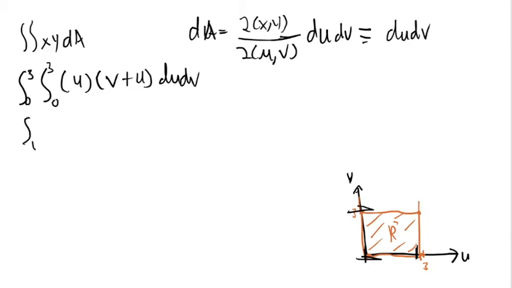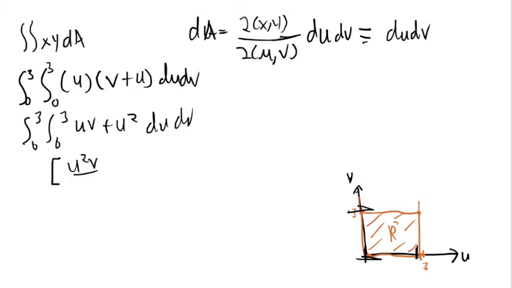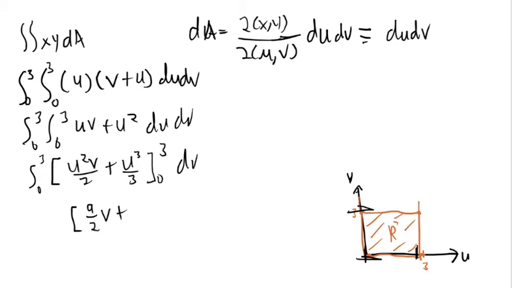So let's integrate. 0 to 3 is 0 to 3. If you distribute, you get uv plus u squared, all that du dv. So if we integrate in terms of u, we're going to get u squared v over 2 plus u cubed over 3. That's going to be from 0 to 3. And this comes out to be 9 over 2 v plus 9.